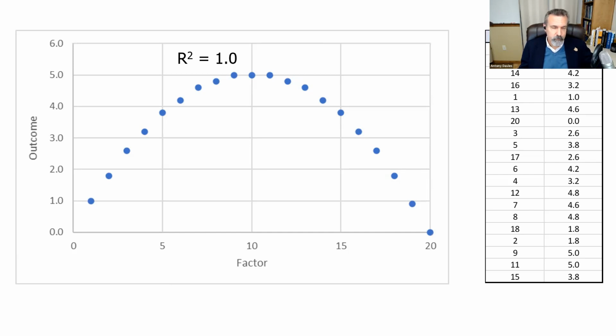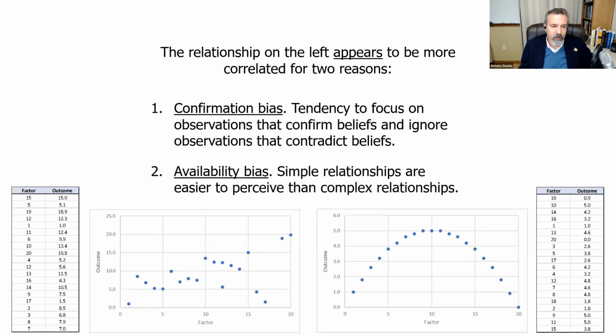And here's another bias. We call it the availability bias, and that is: simple relationships are easy to perceive. Complex relationships are not. It's much easier to pick up on a straight line relationship, like what you have on the left. It's much more difficult to pick up on that complex curved relationship that you get on the right. So both these things are at play here: the confirmation bias, the tendency to focus on things that you agree with, and availability, your tendency to perceive simple relationships more easily.